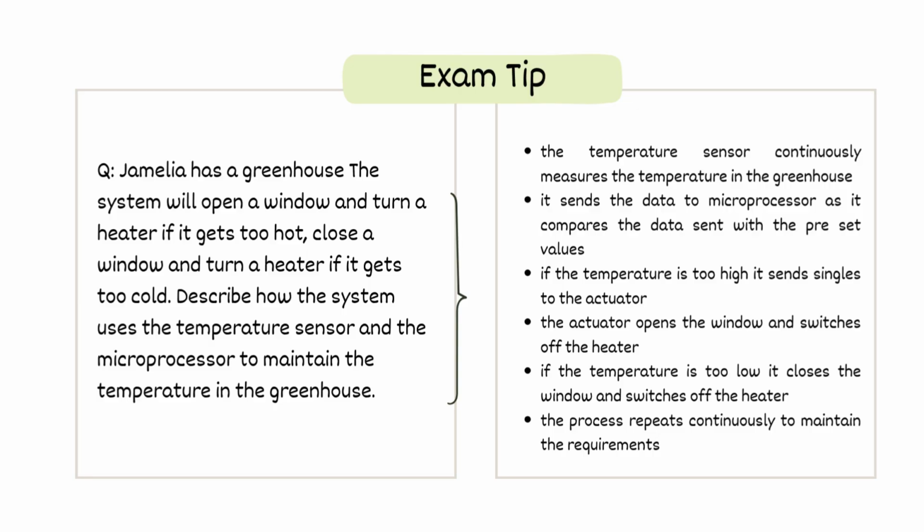So, take this for example. The temperature sensor continuously measures the temperature in the greenhouse. It sends the data to the microprocessor, which compares the data sent with the preset values. If temperature is too high, it sends signals to the actuator. The actuator opens the window and switches off the heater. If the temperature is too low, it closes the window and switches on the heater. The process repeats continuously to maintain the requirements. In this example, we have fulfilled the question requirement and obtained all 6 marks. In this scenario, it was a 6 marks question, so that's why.